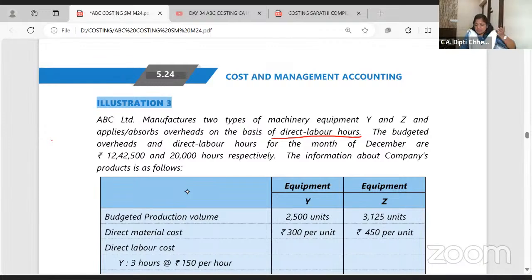Arey, but the first one didn't use that expense. Still it is burdened. It's common, everyone will have to bear it. So either it's divided by number of units, machine hours, or labor hours. So here it is labor hours. The budgeted overhead is 12,42,500 and the direct labor hours are 20,000.